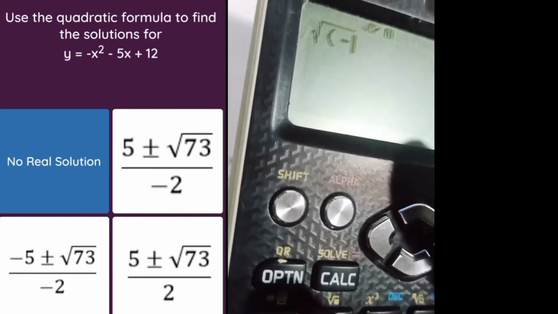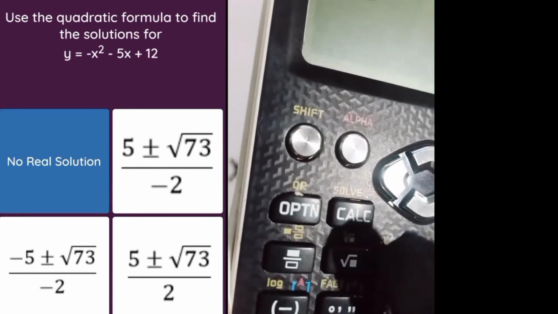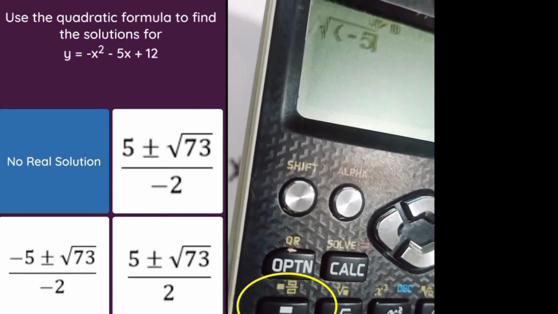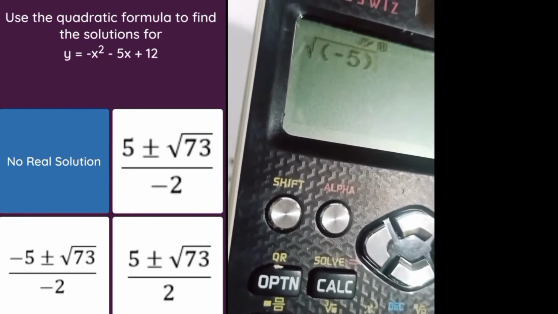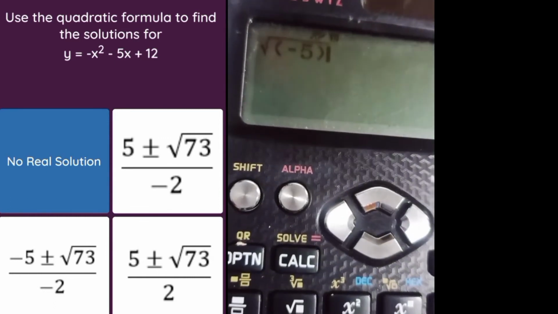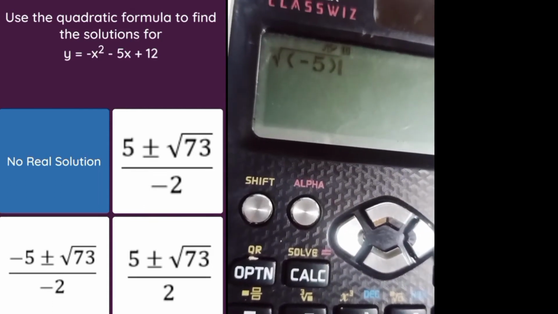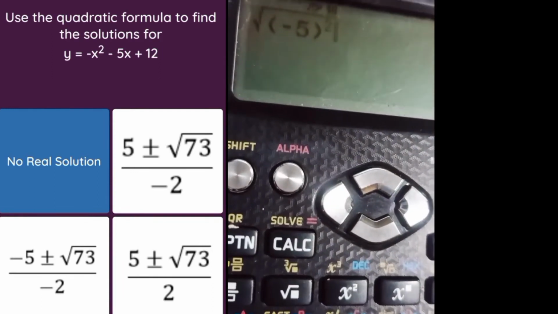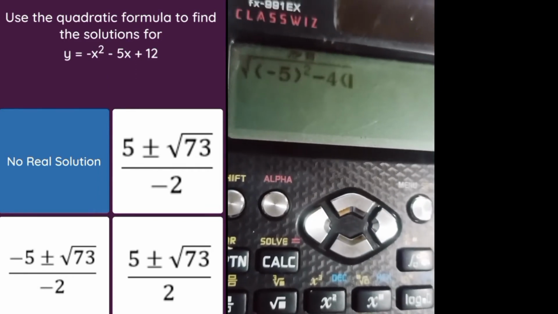The negative sign in there is enclosed in a parenthesis. So when you open it with an open parenthesis, you have to enclose it. So we have closed parenthesis and then square. The squared exponent in our scientific calculator is that x with the small 2 in the upper right corner.